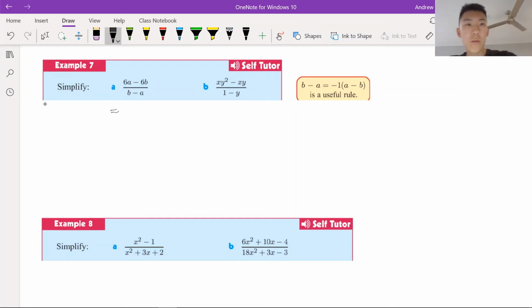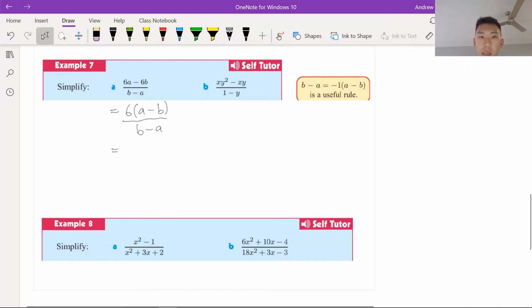Okay, so numerator, let's factorize out the 6. We get a minus b over b minus a. Now, this is what I mean. So a minus b, b minus a, very close, right? But not the same. So you can't cancel them just yet. They're not identical factors. But what you can do is apply this rule to either one. If I put the denominator in brackets, you can apply this rule to either one, but you only want to do it to one of them. I might just do it to the numerator.